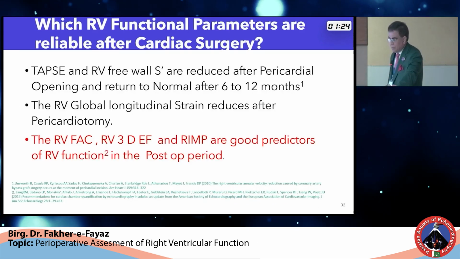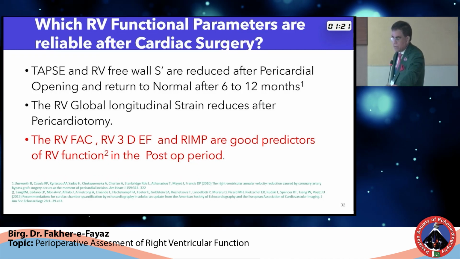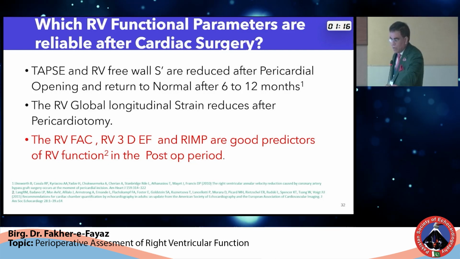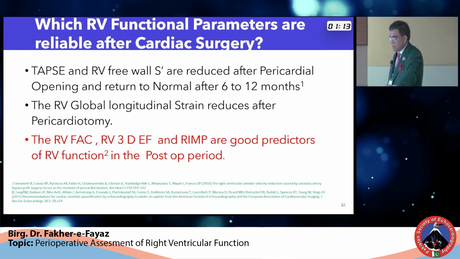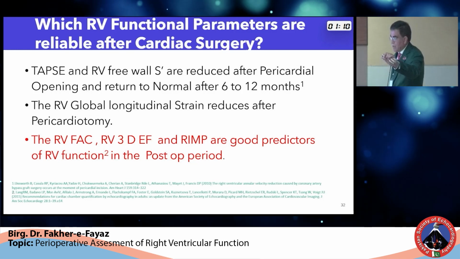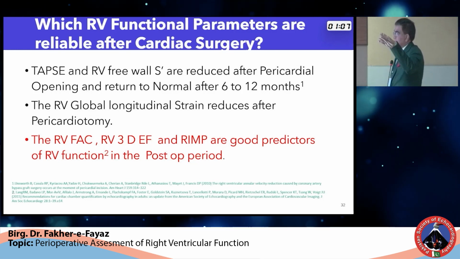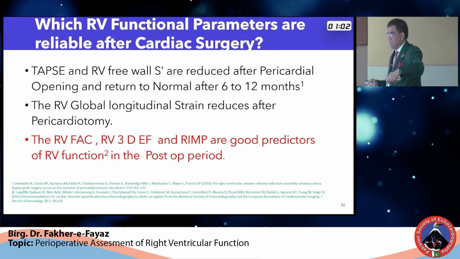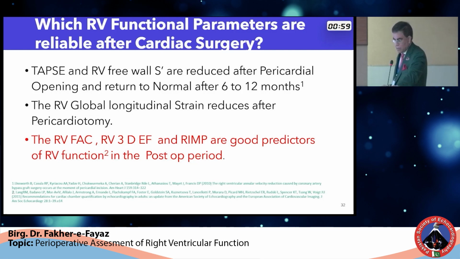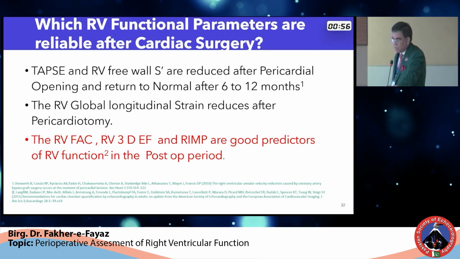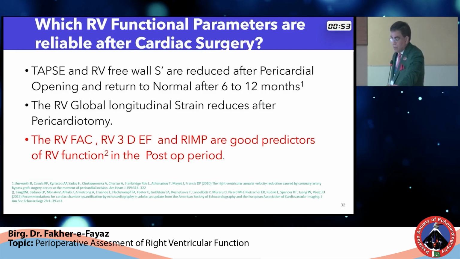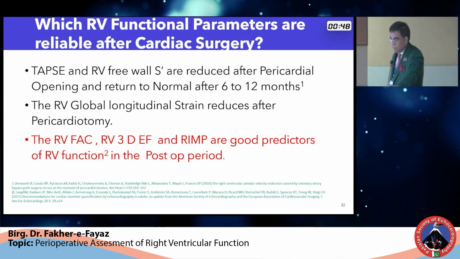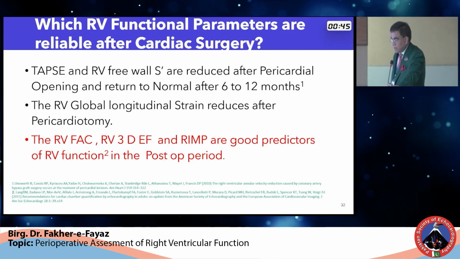So which RV functional parameters are reliable after cardiac surgery? TAPSE and RV free wall S prime are reduced after pericardial opening and return to normal after 6 to 12 months. There is a study where they found that 3 minutes after pericardiotomy, the TAPSE was less. The RV global longitudinal strain reduces after pericardiotomy, but the reliable features which we can measure in the perioperative period are the RV fractional area change, RV 3D EF, and this TEI index.